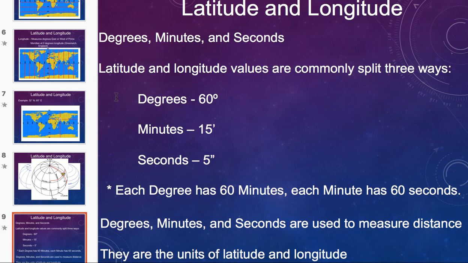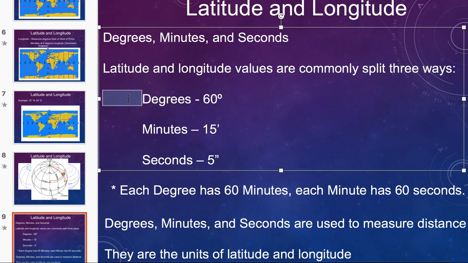Alright, so degrees here. Think of this for a second as hour. Obviously, it's still degree. But you can also think of it in time, as in how many minutes are in an hour, 60. And then how many seconds are in a minute, 60. So just like that, each degree has 60 minutes. Each minute has 60 seconds. Alright, and these are units of latitude and longitude.